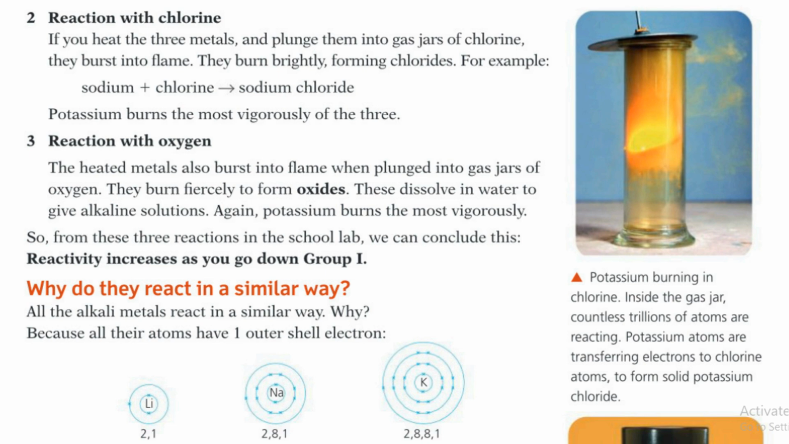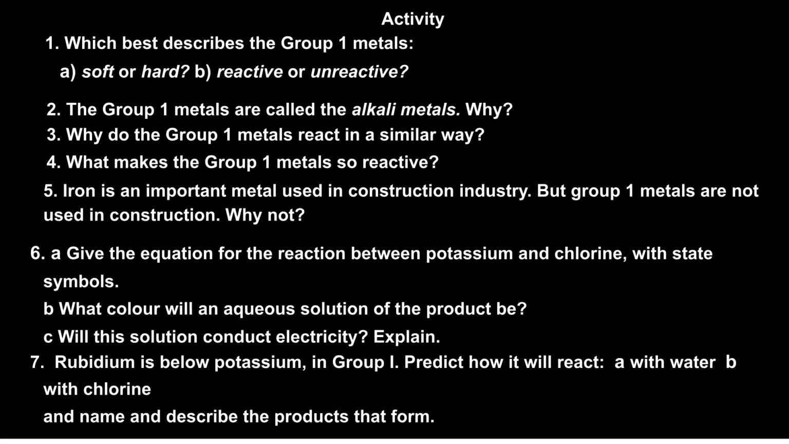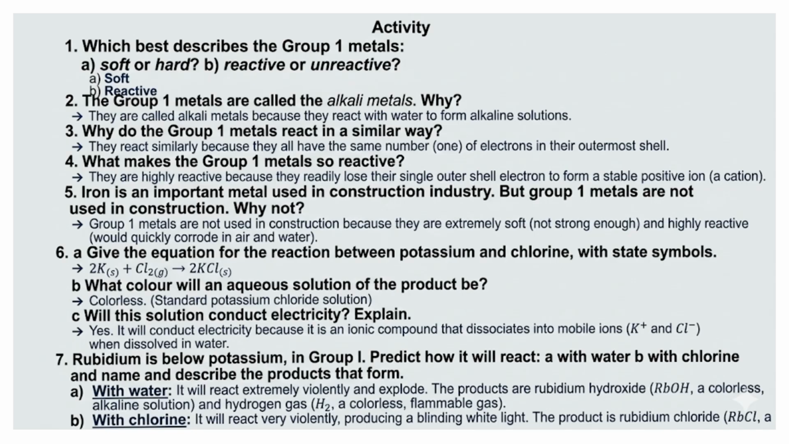Alkali metals react similarly with chlorine and oxygen, forming chlorides and oxides respectively, which confirms their similar properties. Reactivity increases going down Group 1 because they all have one outer shell electron. The flame test is a method to identify metal cations by the color of the flame they produce. Alkali metals, like lithium, sodium, and potassium, each emit a characteristic color. Here are some additional questions to test your knowledge on the characteristics, reactivity, and uses of Group 1 alkali metals.